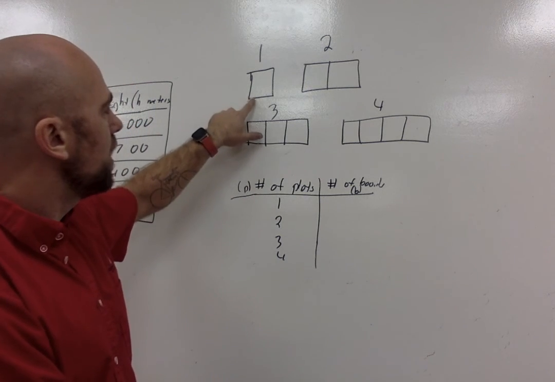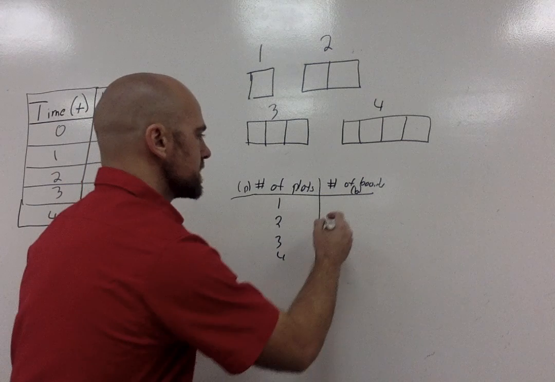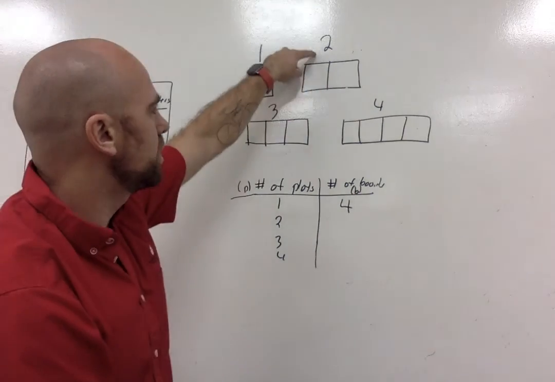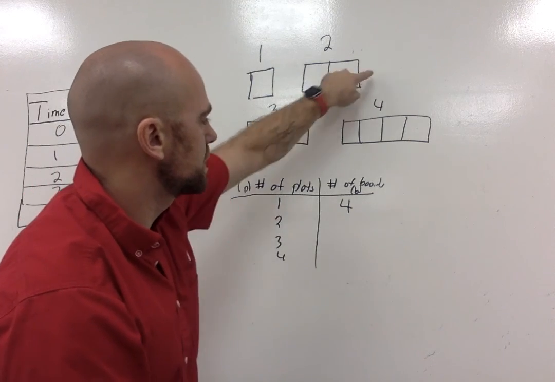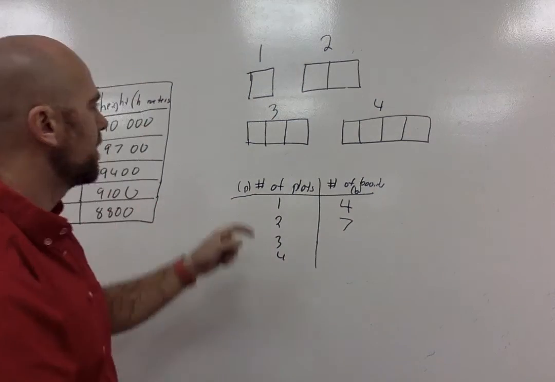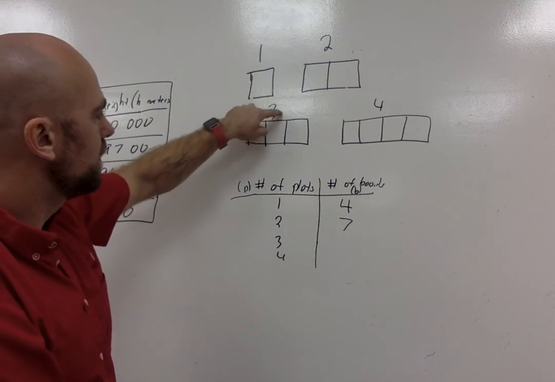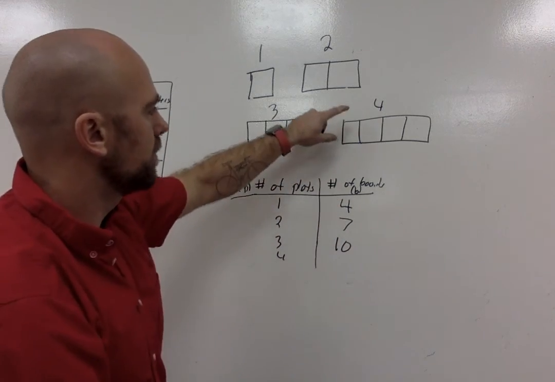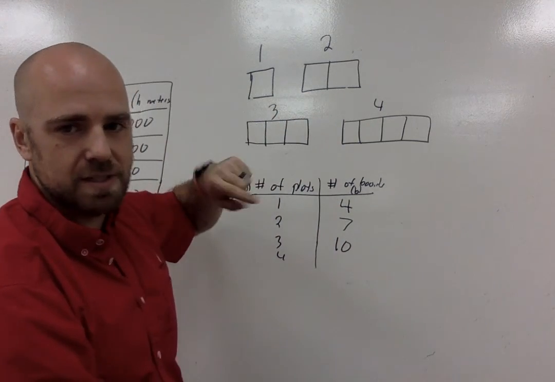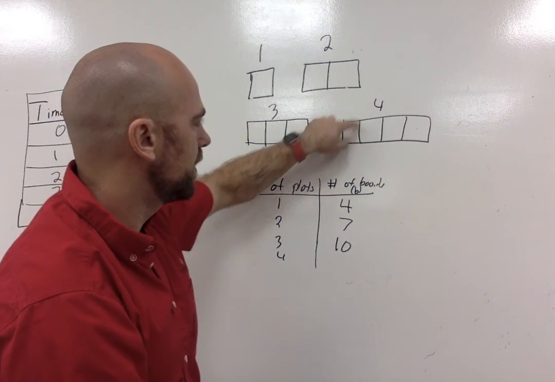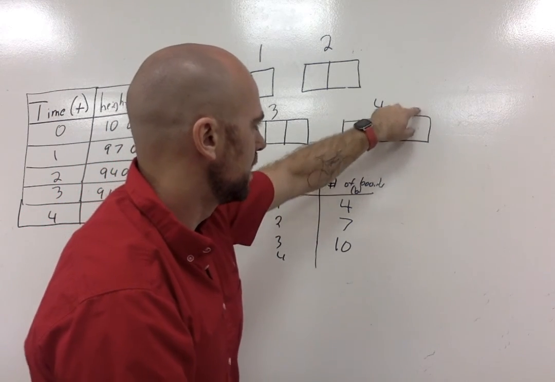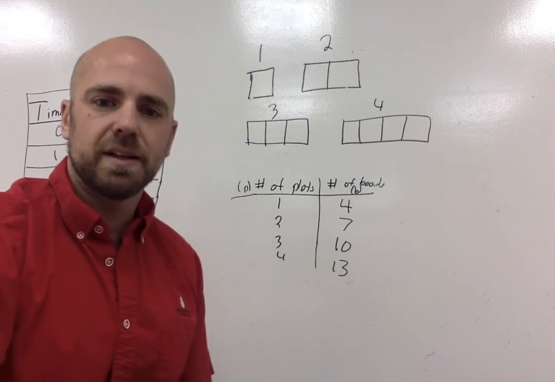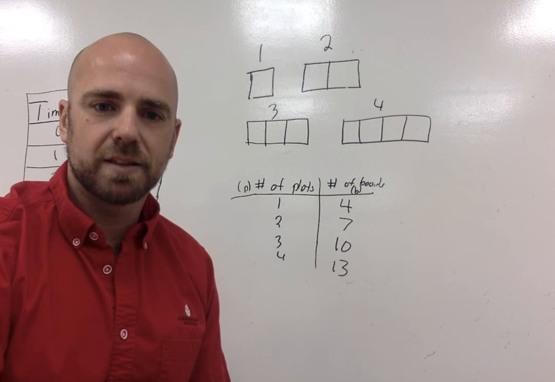So when we have one plot, we have 1, 2, 3, 4 sticks. So we have 4 sticks. When we have 2 square plots, we have 1, 2, 3, 4, 5, 6, 7. Okay, when we have 3, we have 1, 2, 3, 4, 5, 6, 7, 8, 9, 10. And then here we have 4 plots. Some of you might see the pattern already. So we've got 1, 2, 3, 4, 5, 6, 7, 8, 9, 10, 11, 12, 13. Okay?